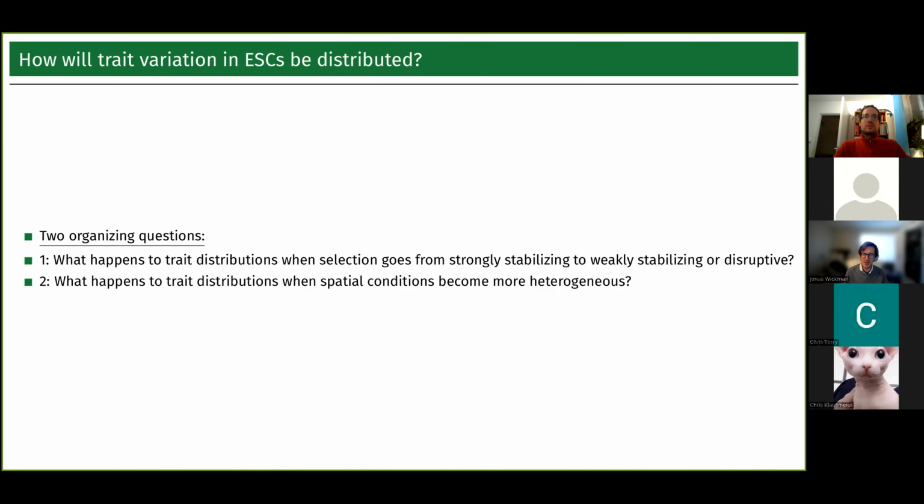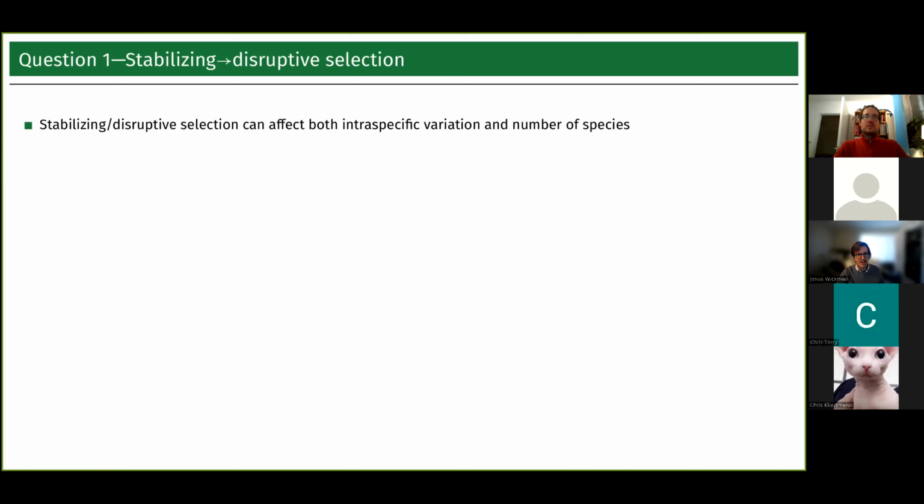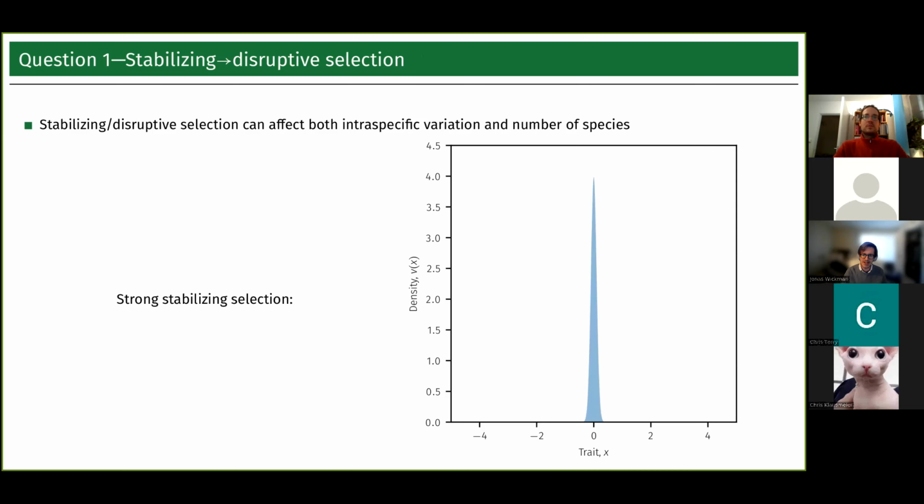So to illustrate the first question a little bit more in detail, when we have strong stabilizing selection, we can imagine that we would get an outcome close to this. So we have some trait X, and then we have a distribution within a species of a trait density distribution. And if the selection is very strongly stabilizing around an optimal trait 0, then we would expect a very narrow trait distribution like this.